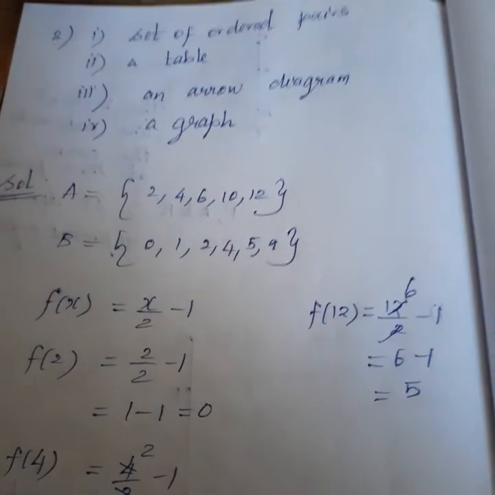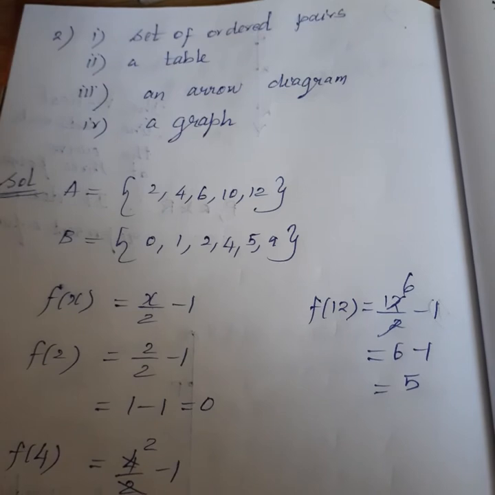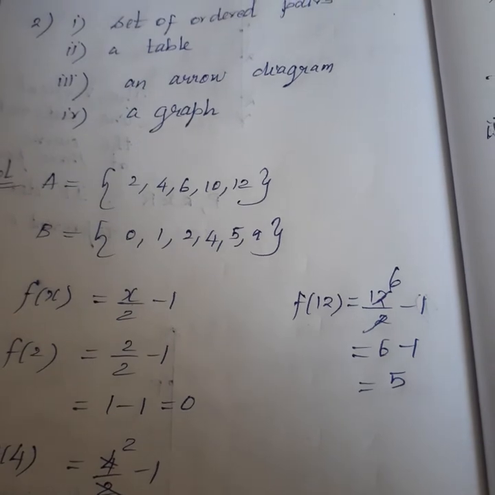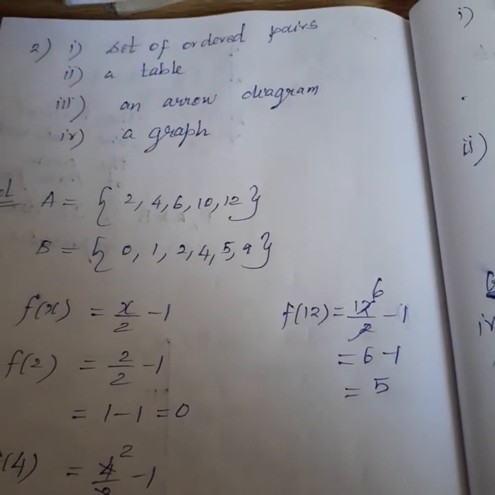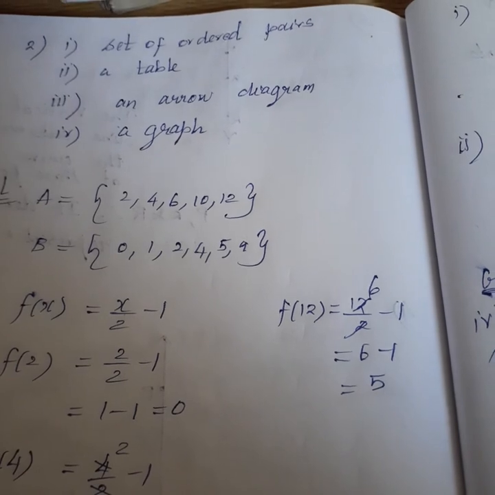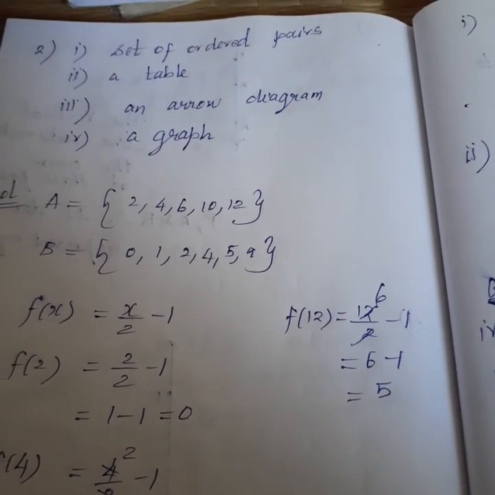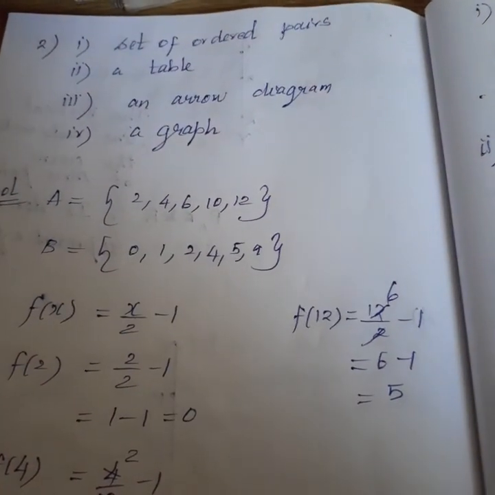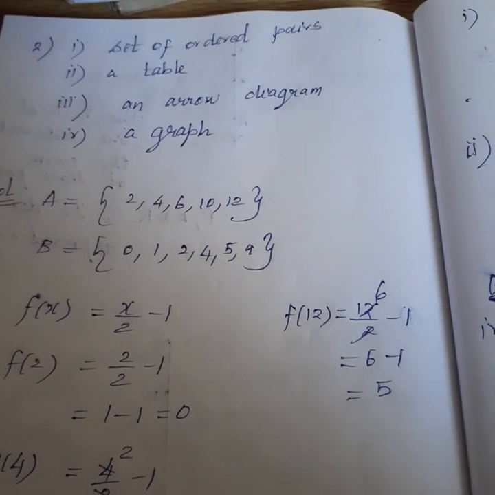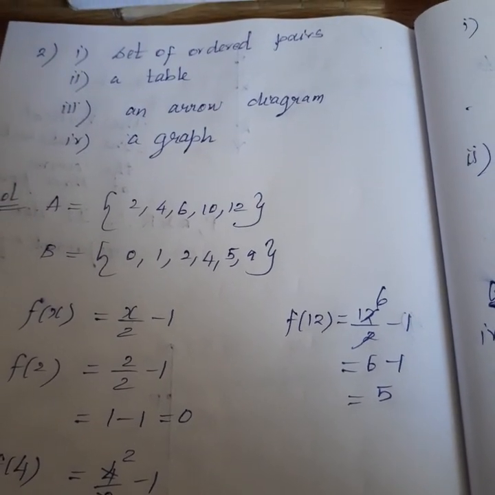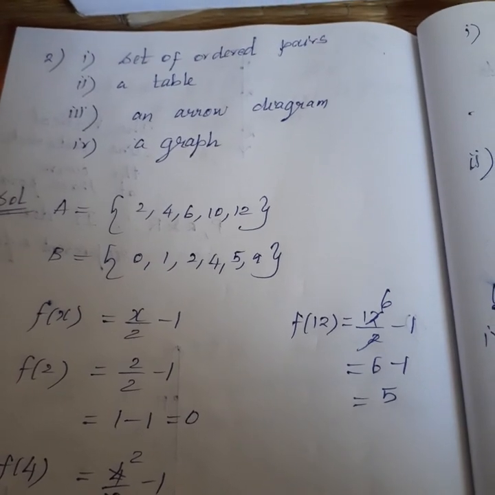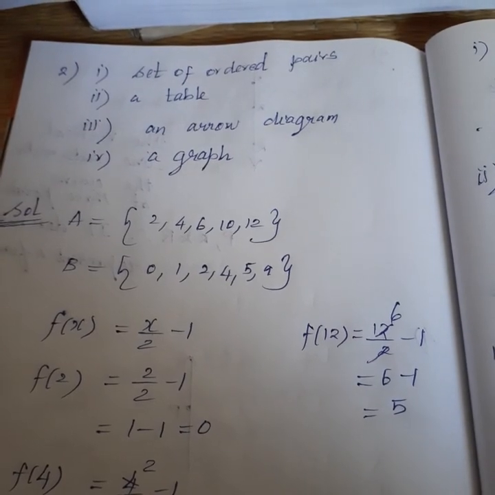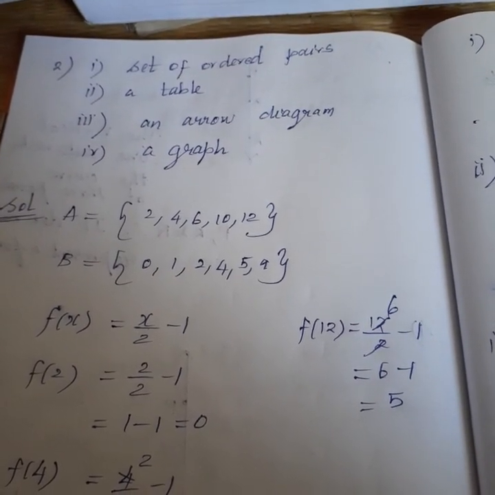question number 2. I didn't write the question, so you take the book and keep it by the side of your cell phone, okay, and take page number 25. Question number 2. Let f from A to B be a function defined by f of x equal to x by 2 minus 1, where A equals 2, 4, 6, 10, 12 and B equals 0, 1, 2, 4, 5, 9. Represent the function by the set of ordered pairs, a table, an arrow diagram and a graph. This question will be asked in 5 marks.